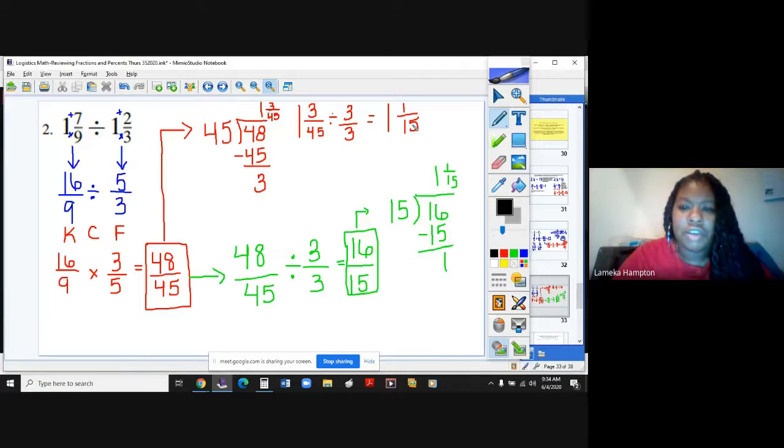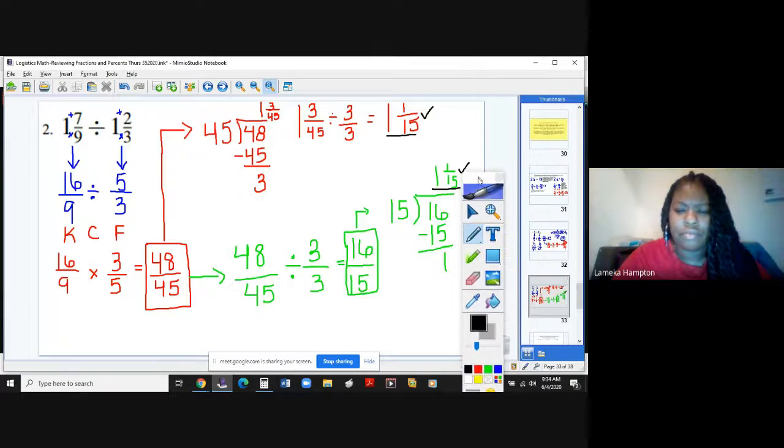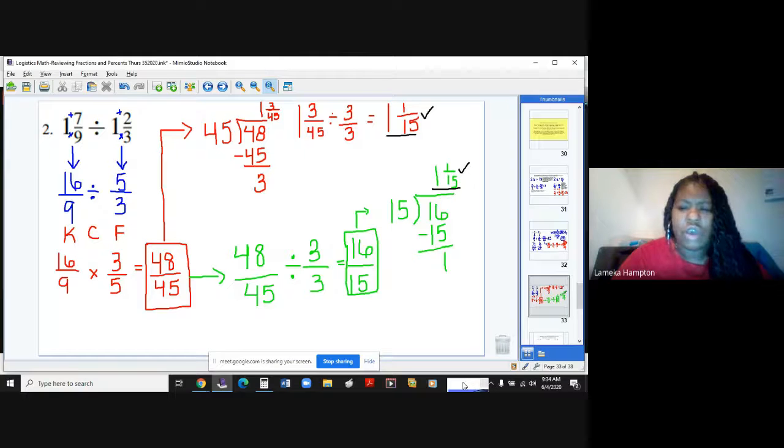So again, same answer. I just did it in a different way. And remember, you have to find the way that is most comfortable for you. Okay, that's very, very important. All right. So I have shown the examples of how to multiply mixed fractions and how to divide mixed fractions.